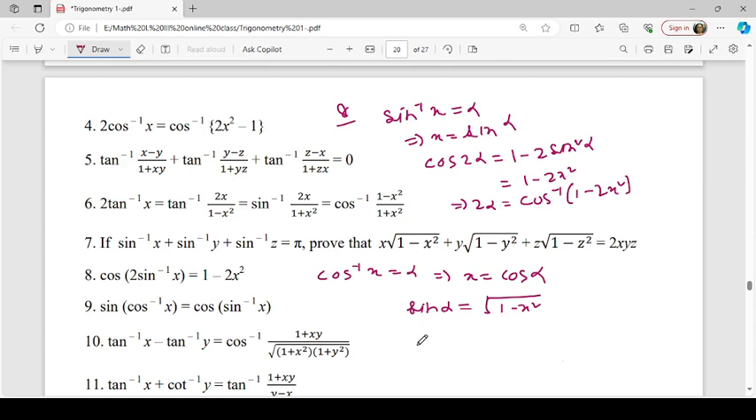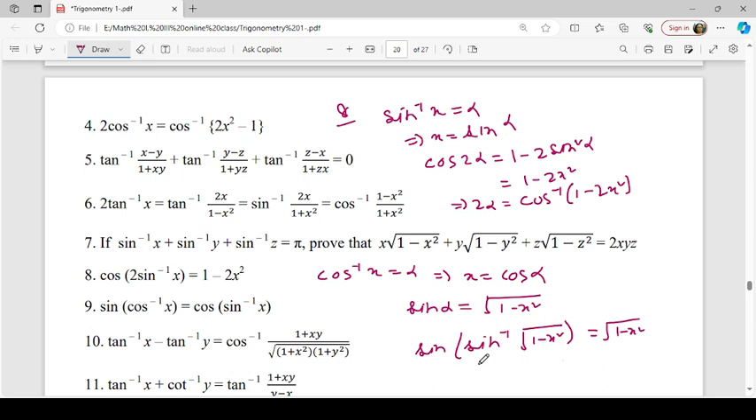And sin inverse x. So sin of cos inverse x is equal to, or what you can do, sin of cos inverse x. So cos inverse x we write in terms of sin inverse. So sin of sin inverse root over 1 minus x square. So this is equal to root over 1 minus x square.